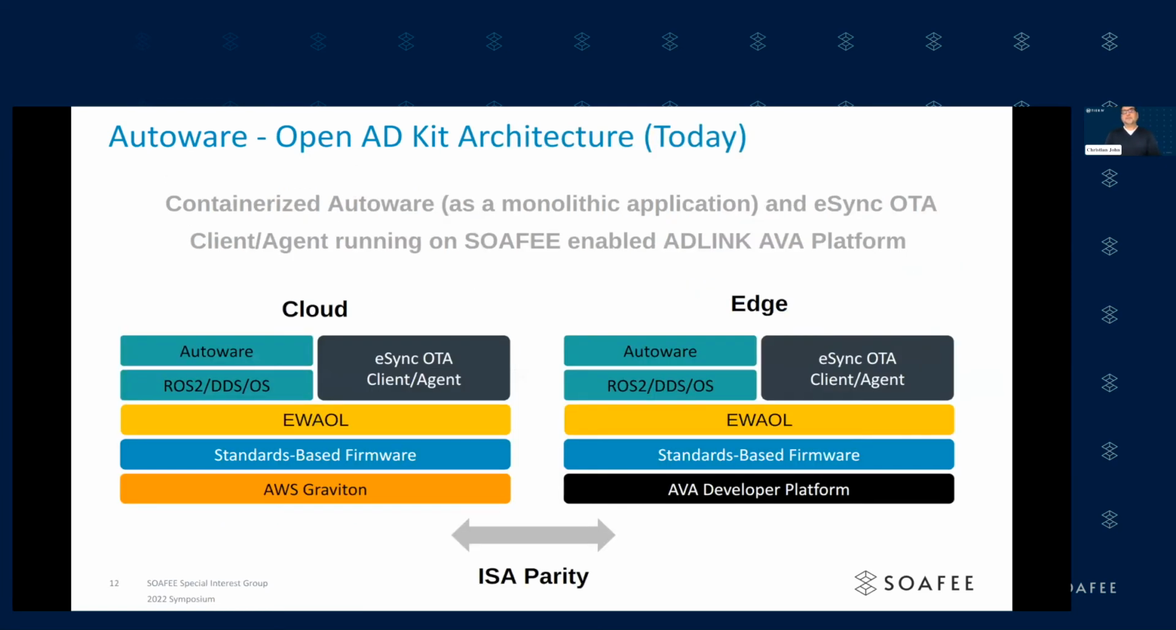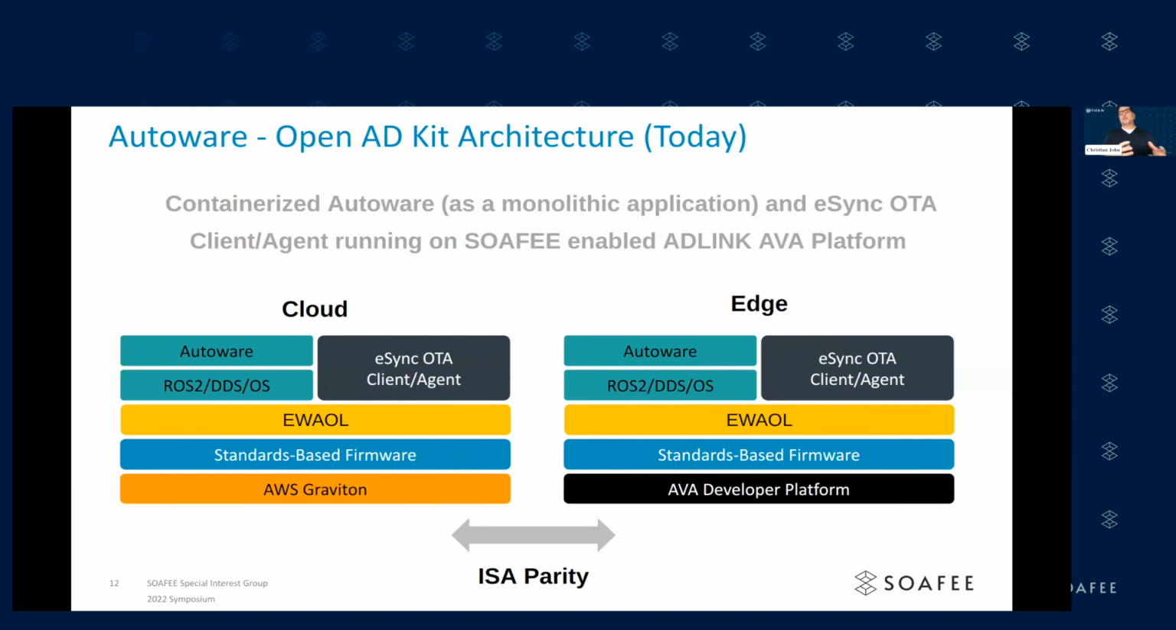Next slide, please. So where we are with the OpenAD kit today, as Kasper mentioned, we've released the 1.0 framework for OpenAD kit, where in this release, what we've accomplished is we've implemented Autoware within a container on top of EWAOL, integrated with the eSync OTA agent as another application within the framework. And we've demonstrated ISO level parity between running this framework in the cloud on an AWS Graviton instance and then at the edge on an Ava developer platform. But this is not really yet a real microservices architecture. This is the entire Autoware application running in one container.